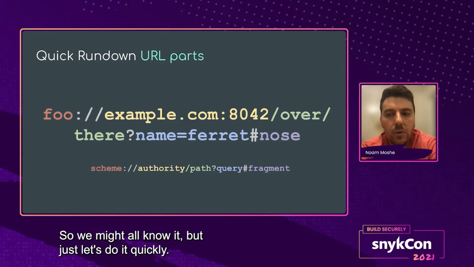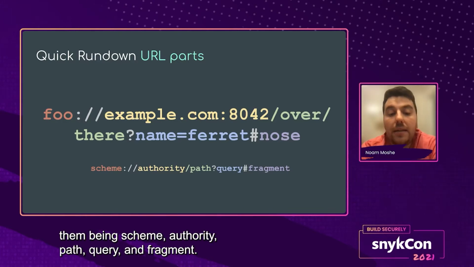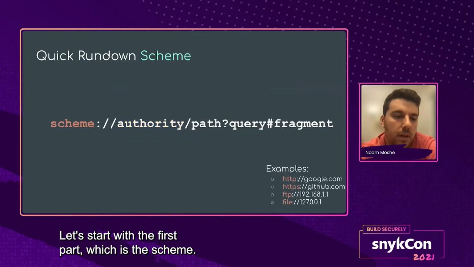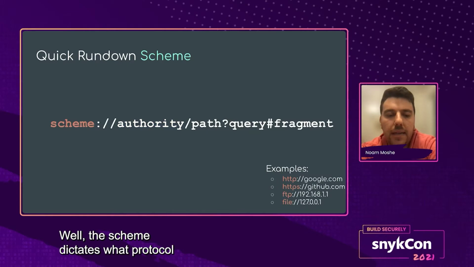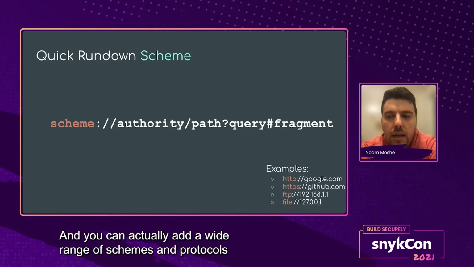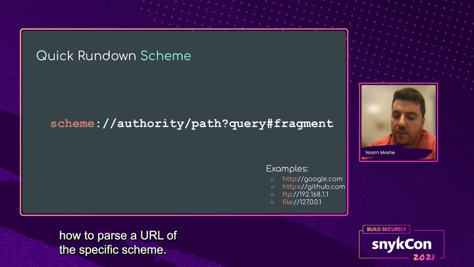So let's do a quick rundown of what a URL is. We might all know it, but let's do it quickly. A URL is created from a few URL components: scheme, authority, path, query, and fragment. Let's start with the first part, the scheme. The scheme dictates what protocol should be used to parse the URL, be it HTTP, HTTPS, FTP, etc. There is a wide range of schemes and protocols that are all defined in separate RFCs, showcasing how to parse the URL of each specific scheme.